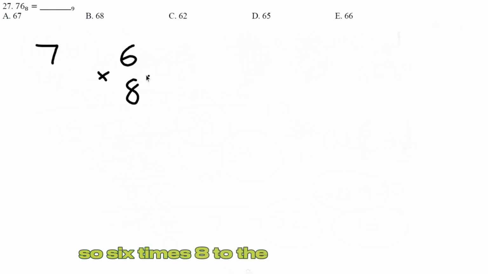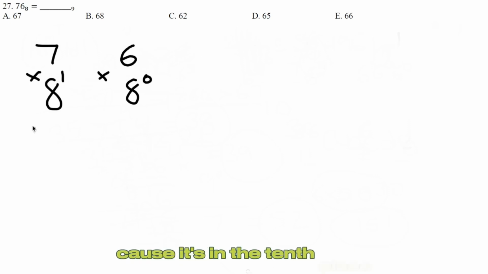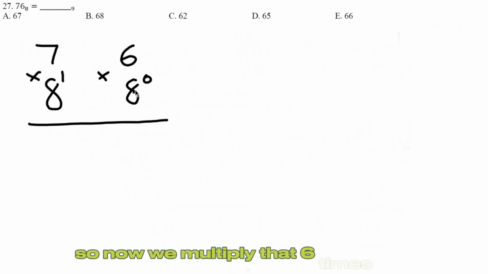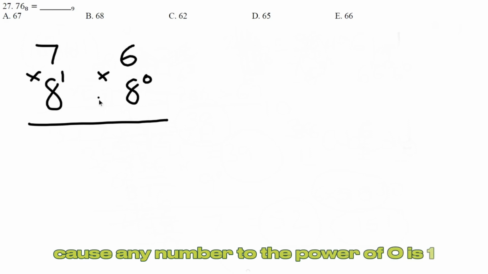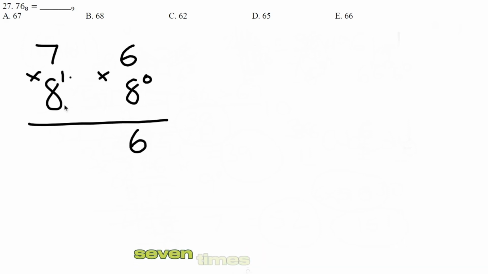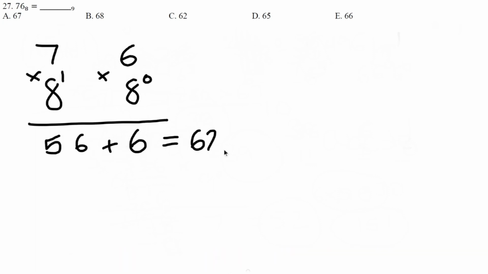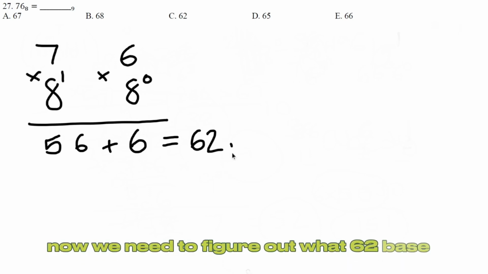Alright, let's do it. So 7, 6. So 6 times 8 to the power of 0, because it's in the ones place, and 7 times 8 to the power of 1, because it's in the tens place. So now we multiply. That's 6 times 1, because any number to the power of 0 is 1, and that's 6. 7 times 8 is 56, and you add them up, and you get 62. Alright, now 62 is what we have in base 10. Now we need to figure out what 62 base 10 is in base 9.